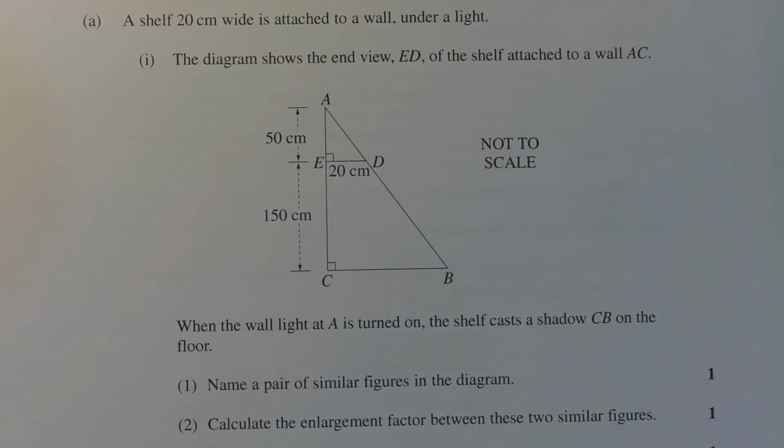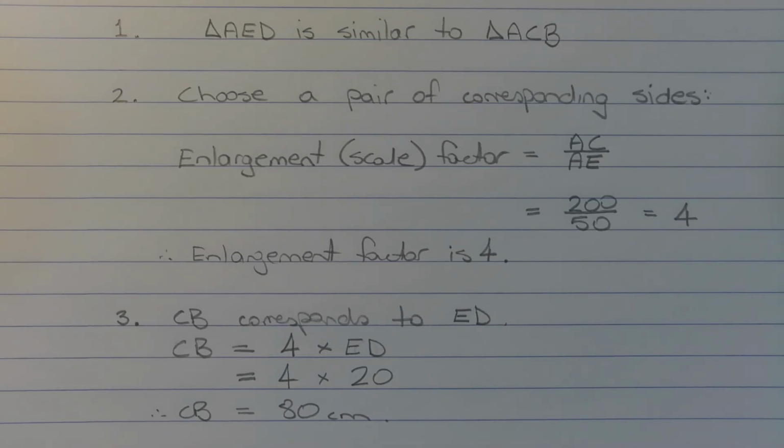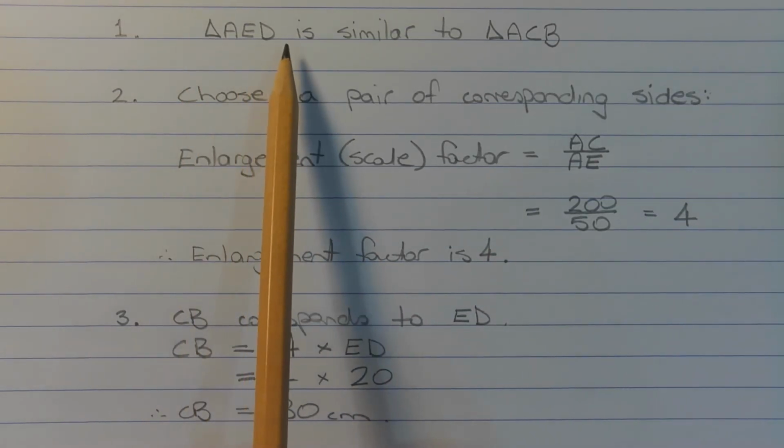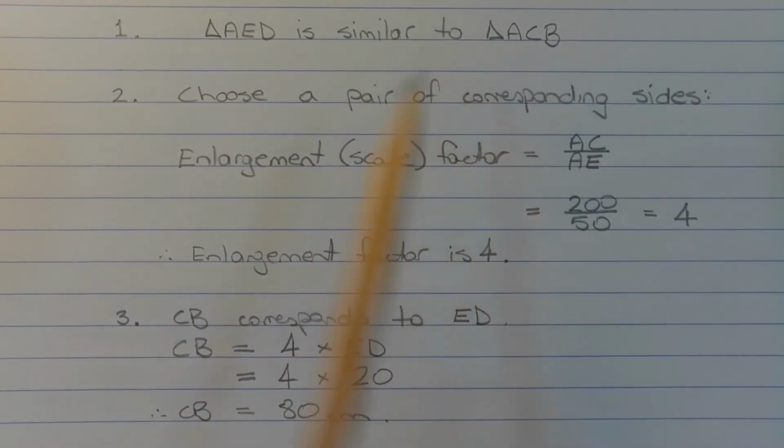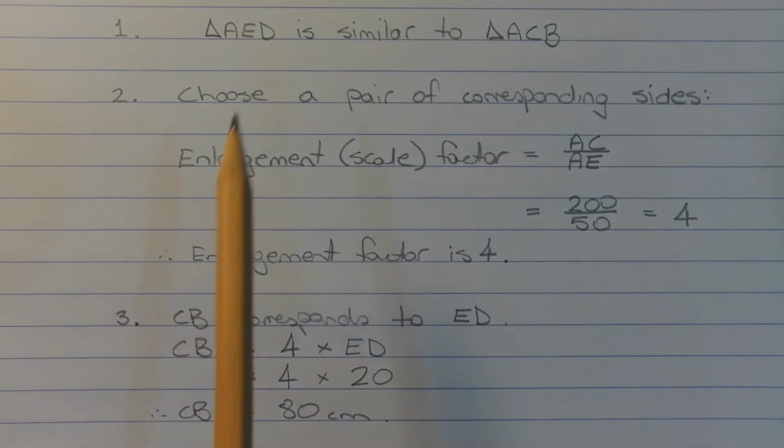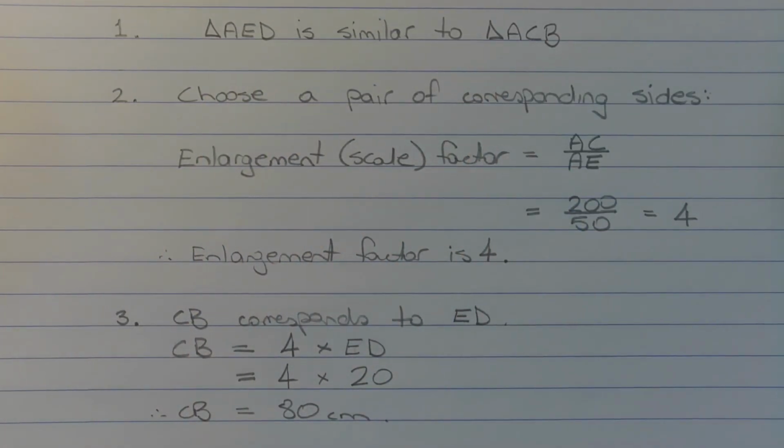From the diagram, we can observe that triangle AED and triangle ACB are similar. In naming that pair of similar triangles, it's important to state the vertices in corresponding order. So in this case, triangle AED is similar to triangle ACB. Again, taking note of the order of the vertices.